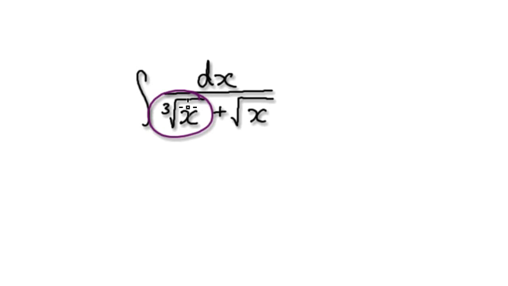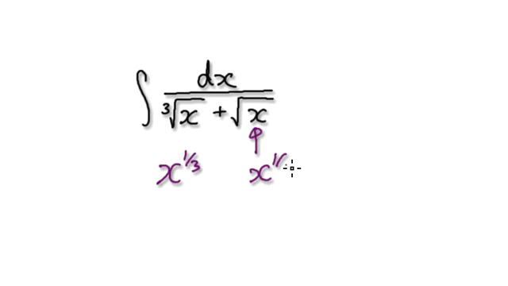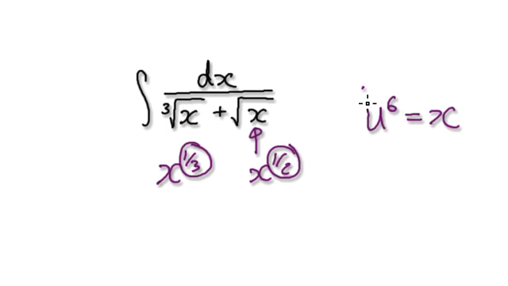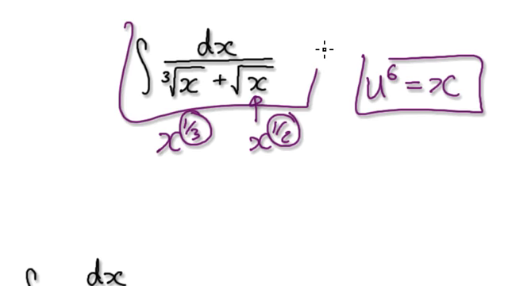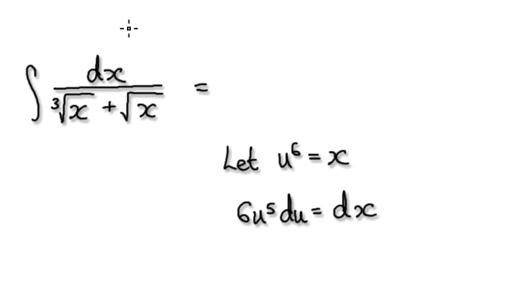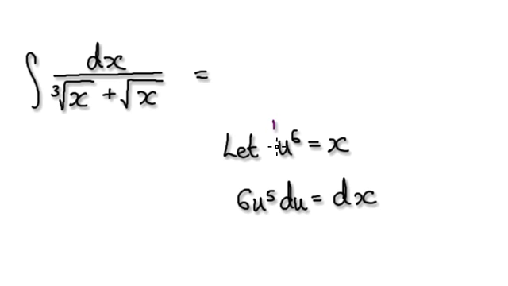Okay, so this thing here is like x to the power of a third. This thing here is a bit like x to the power of a half. So 3, 2. So the substitution you should make is this: u to the power of 6 equals x. By making this substitution, it will simplify itself out. So to integrate this, let u to the power of 6 equals x.